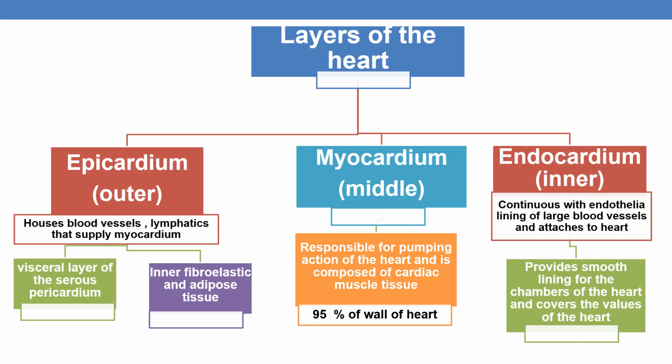Now coming to layers of the heart. There are mainly three layers of the heart wall. Heart wall is mainly composed of three layers, epicardium, myocardium and endocardium. Epicardium is the outer layer of the heart, whereas myocardium is the middle layer and endocardium is the inner layer.